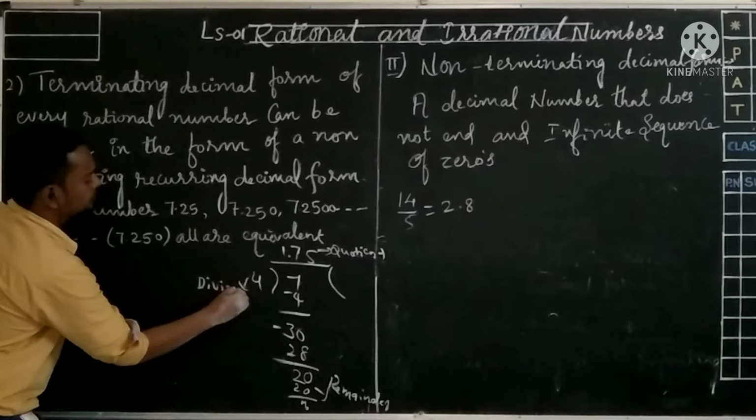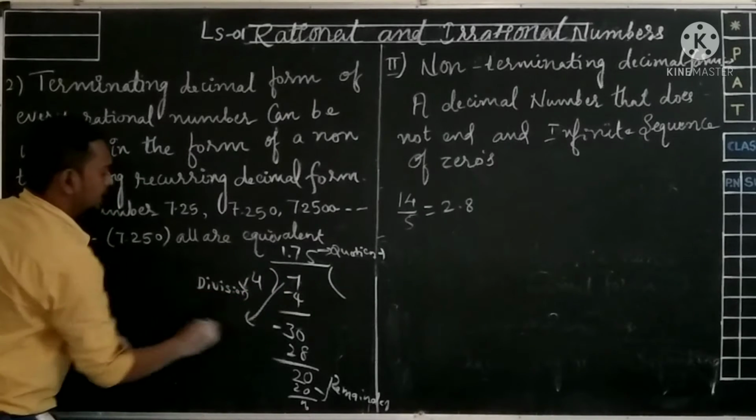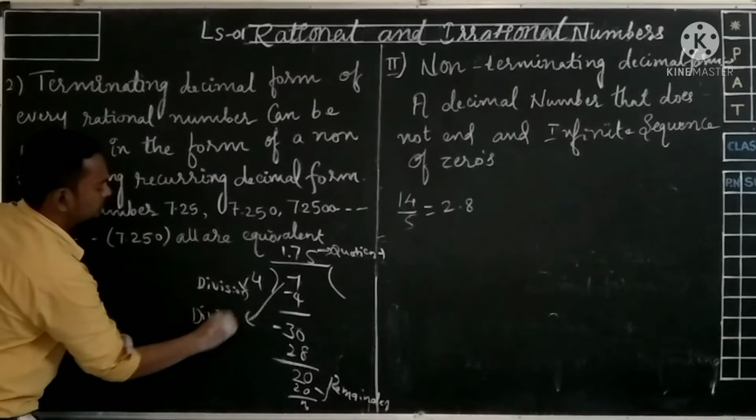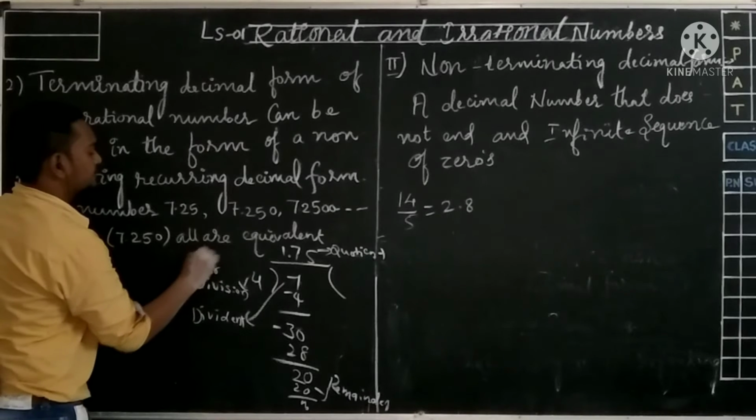This is considered the division, and this is considered the dividend. This is the divisor.